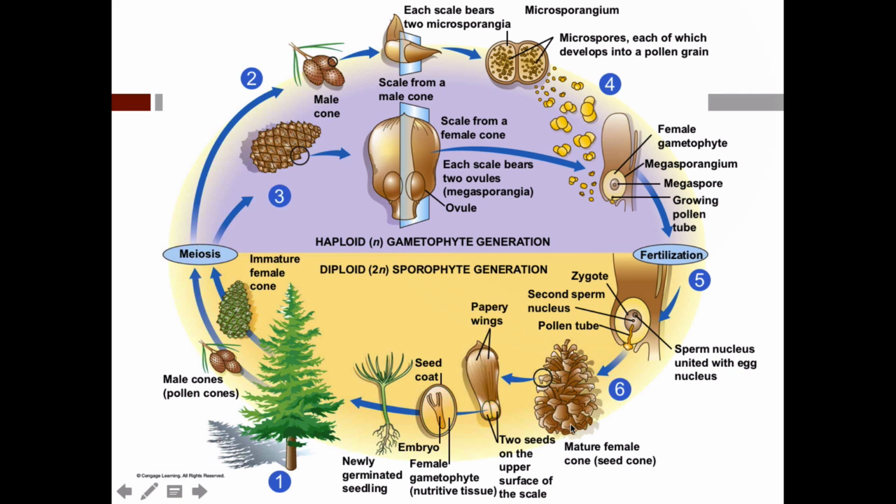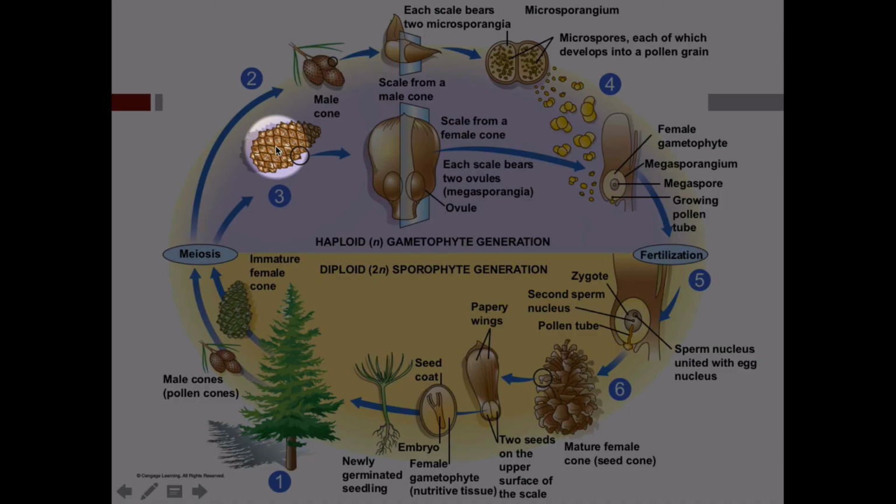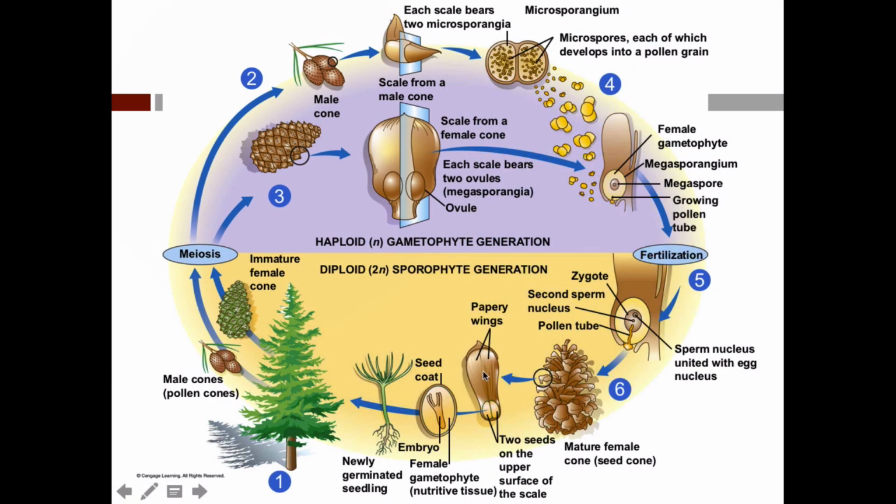Now, upon fertilization occurring, we get this mature seed. And now we see this mature seed cone, as opposed to what I said earlier, that cone which was immature. The paper wings allow it to be dispersed, and there we have it. Class, that has been the alternation of generations in the gymnosperms.